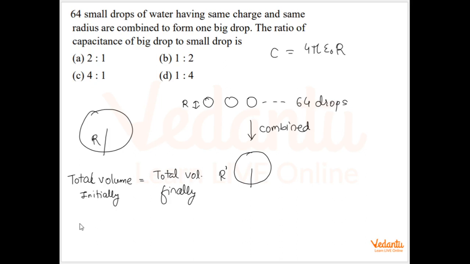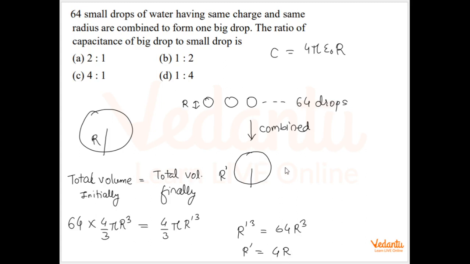Now, what will be the total initial volume? It will be 64 into 4 by 3 pi r cube. What will be the final total volume? It will be 4 by 3 pi r dash cube. This will give me r dash cube as 64 r cube. If we take the cube root, my dear bachalo, r dash will just be equal to 4r.